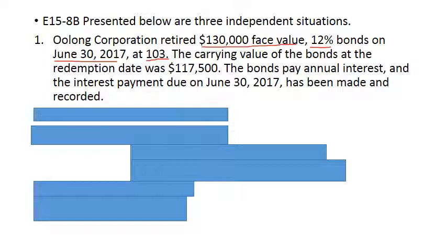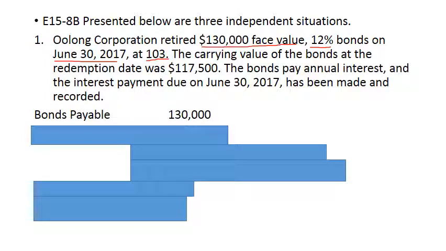Okay, so at the time that they're being retired, they had a carrying value of $117,500. So they were sold at a discount, and they are not at maturity date. So the bonds are paying annual interest on June 30th every year, and there is an interest payment due on June 30th, and the interest payment has been made.